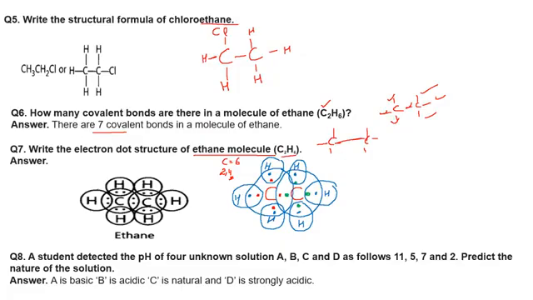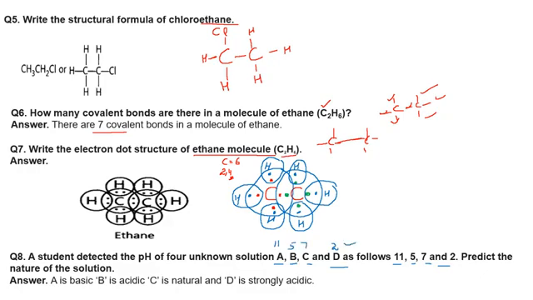Let's go to the next question. A student tested the pH of 4 unknown solutions A, B, C and D as follows: 11, 5, 7, 2. Predict the nature of the solutions. Now you have to find out the nature of the solutions. A has pH 11, B has 5, C has 7 and D has 2.